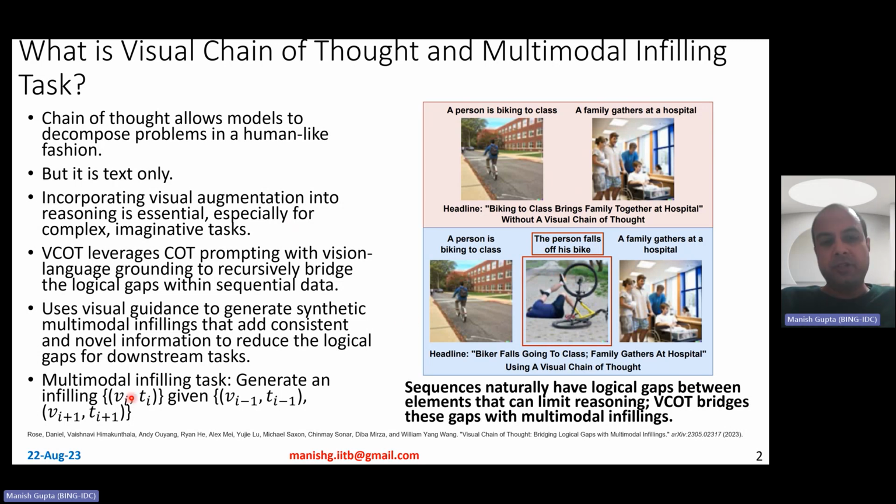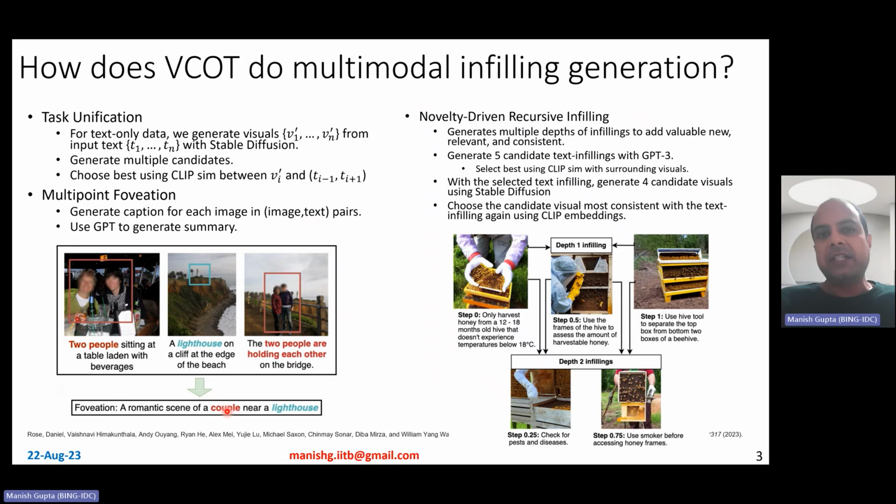Formally, the multimodal infilling task is basically generating an in-between or infilling image and an infilling text, given the surrounding multimodal information, the previous timestamp and the next timestamp. So how does Visual CoT do multimodal infilling generation? Well, it does it in the following steps: task unification, multi-point foveation, and novelty-driven recursive infilling.